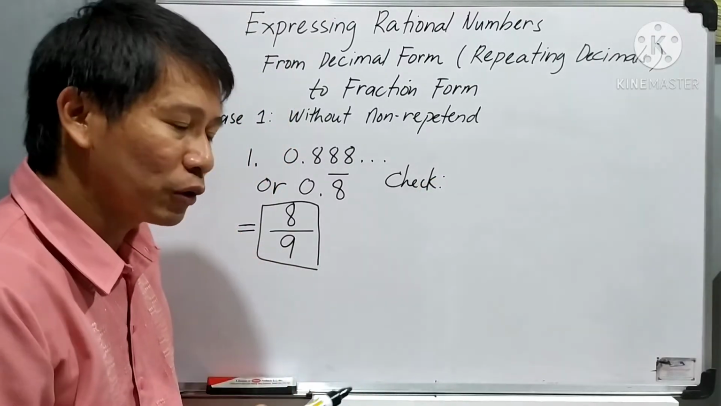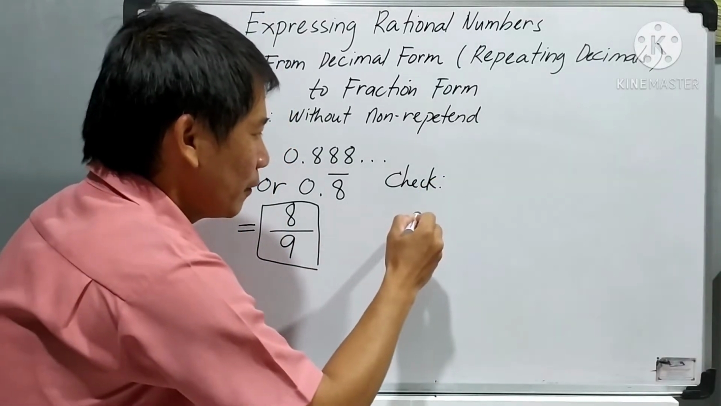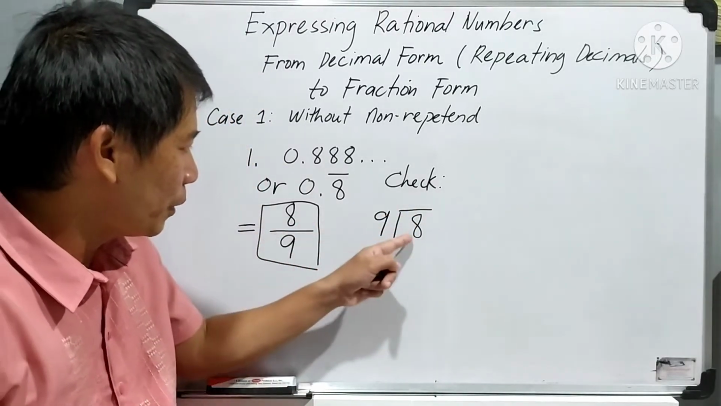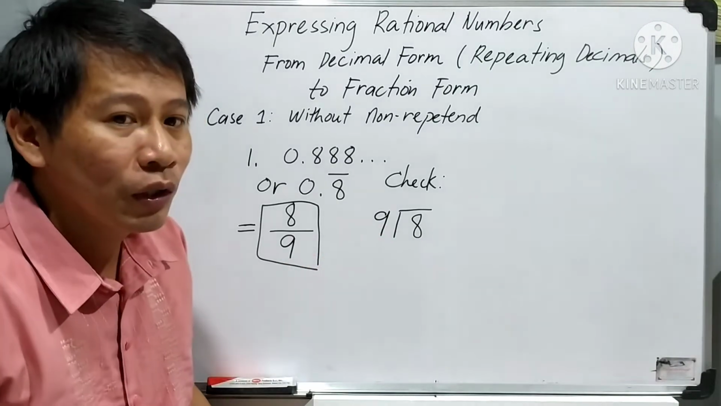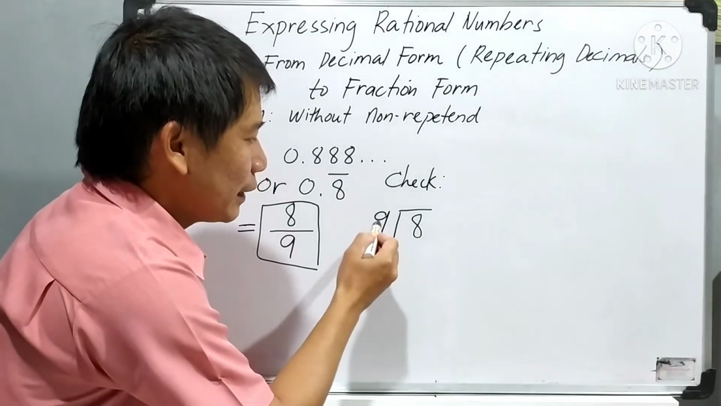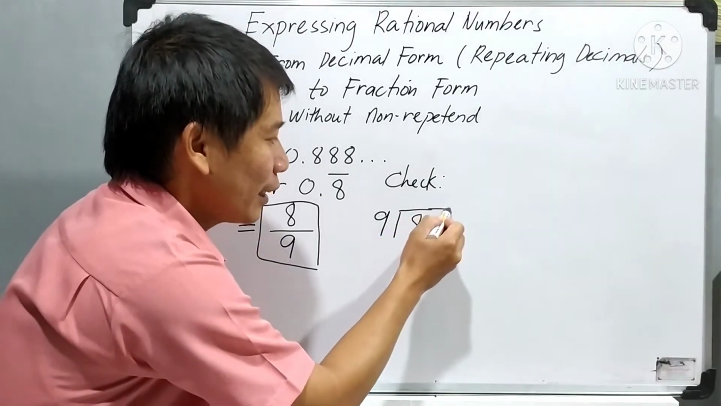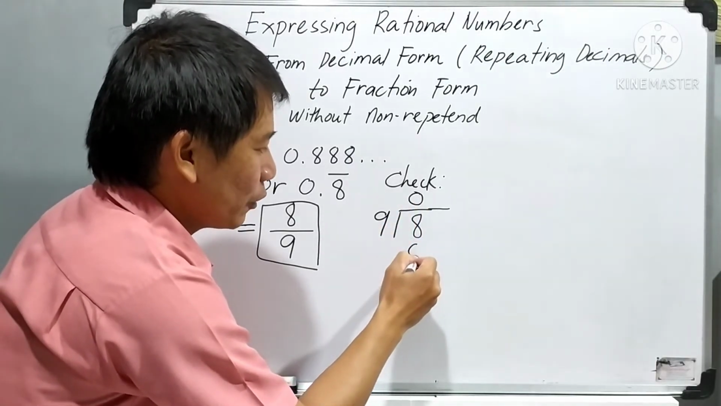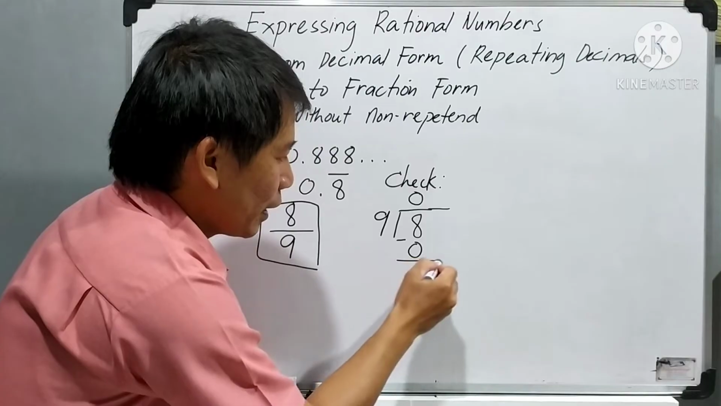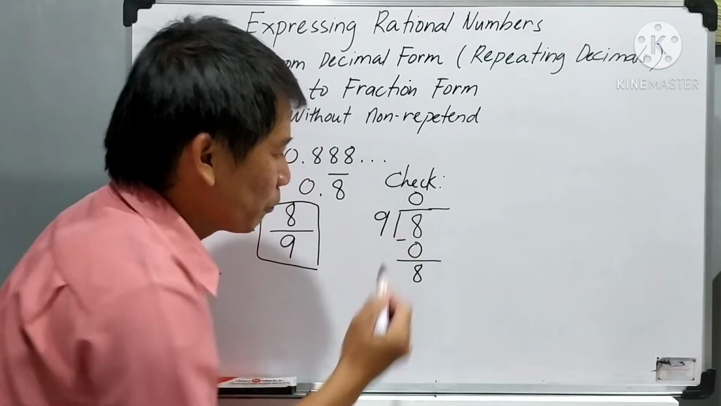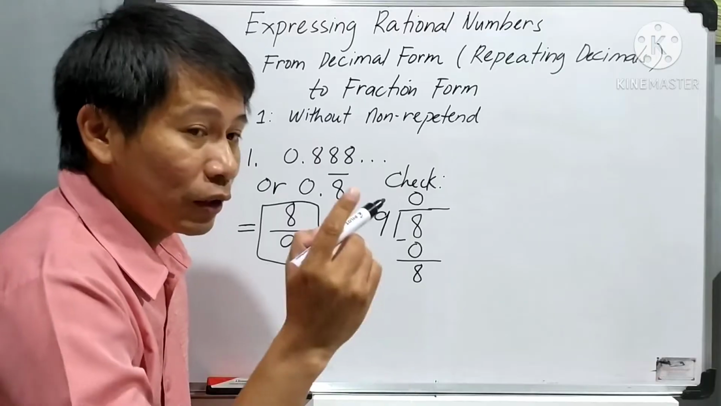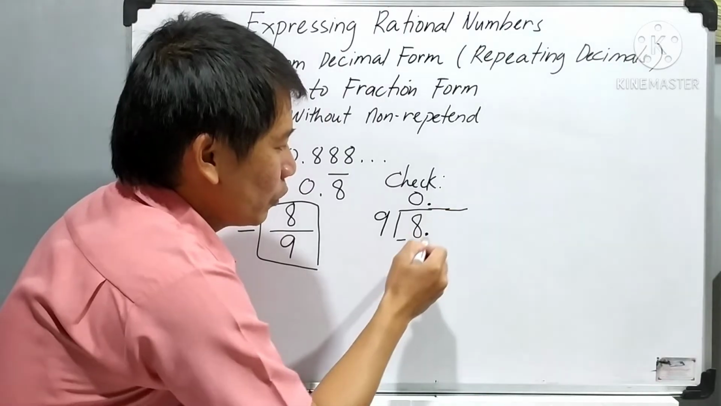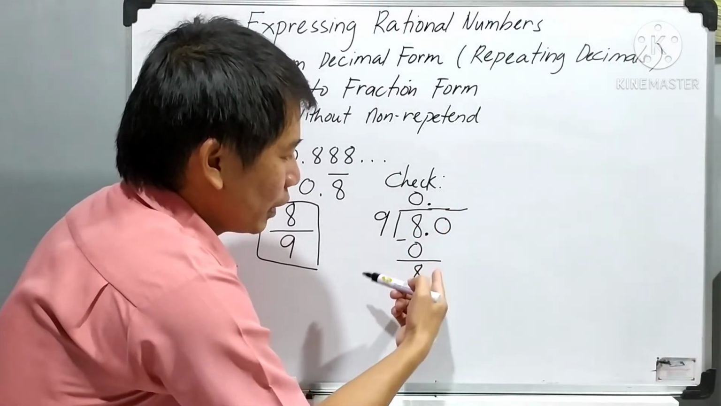So, again, what are we going to do? Divide natin si 8 by 9. So, numerator divided by the denominator. Now, since si 8 is less than 9, mas maliit siya, so automatic ang ating quotient is 0. So, you multiply the 0 times 9, the answer is 0. Subtract, so we have 8 minus 0 is 8. Now, to continue dividing, you add decimal point here, align that in the quotient, and then you add 0 here, and bring down that 0.